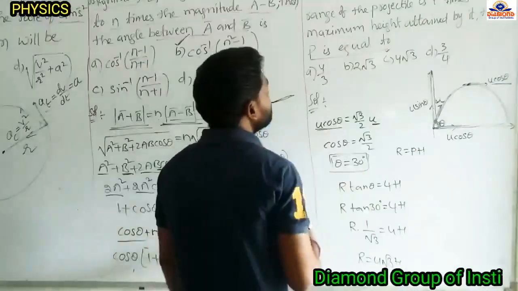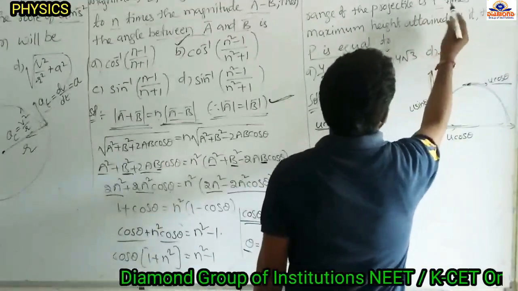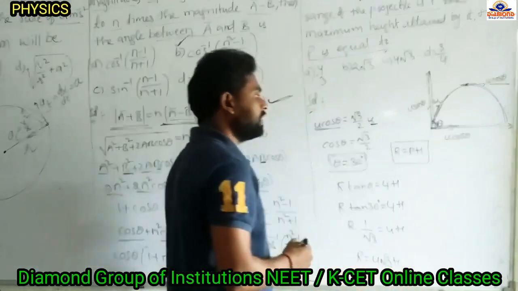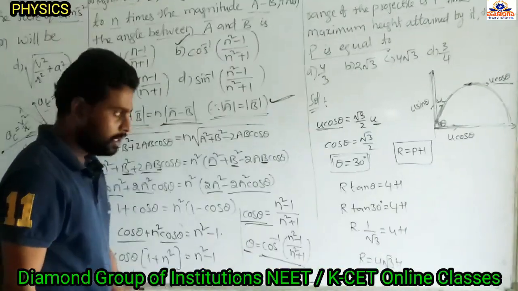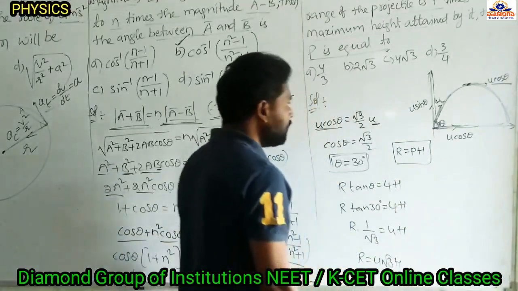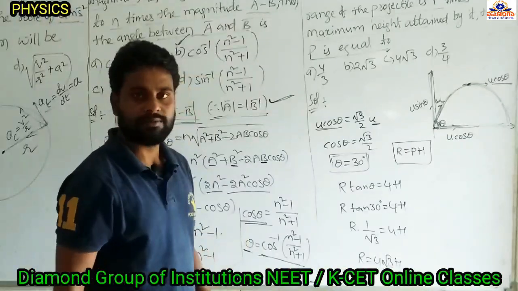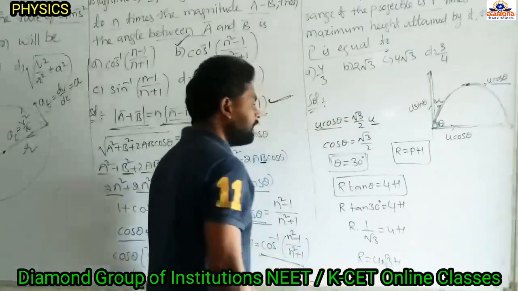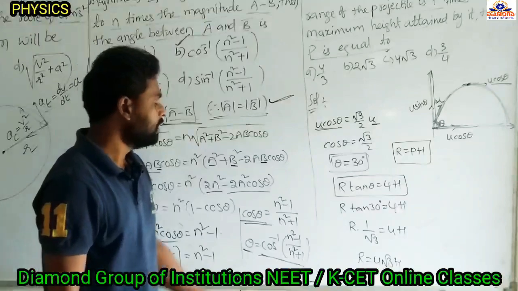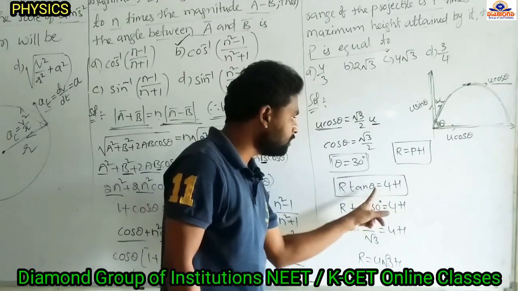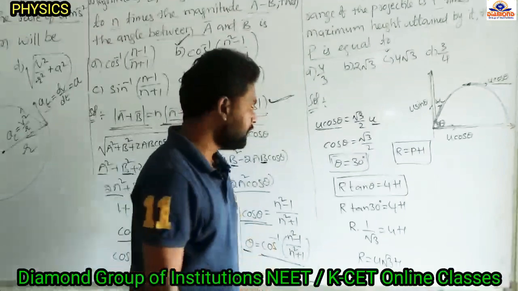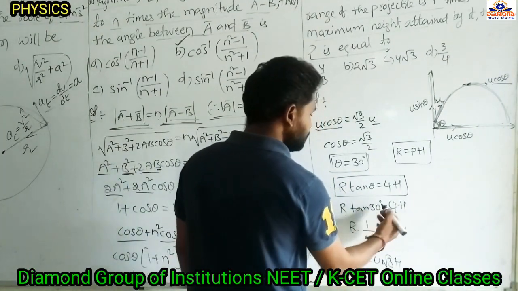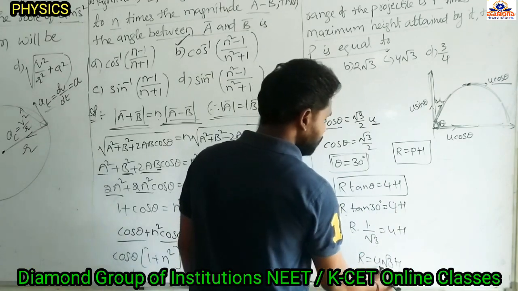And one more condition they gave: the range of the projectile is p times the maximum height attained. So a relationship between range and maximum height is given, range equal to p times the height. Now remember the direct formula; instead of writing the R formula and H formula, doing it would take more time. The direct relationship between the range and the maximum height is R tan theta equal to 4h. To find the relationship we need the theta value, that's why I found theta first. Next substitute here: R into tan theta, theta is 30 degrees, equal to 4 into h. R into tan 30, which is 1 by root 3, equal to 4 into h, R equal to 4 root 3 h.